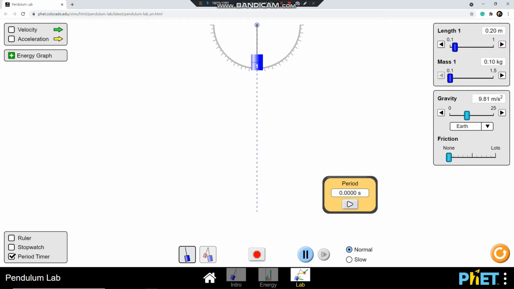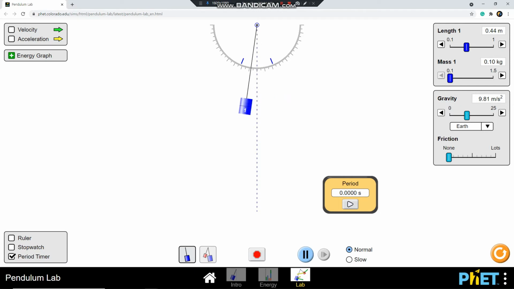However, as you can see, mass literally doesn't matter. It's only the length that matters the most.